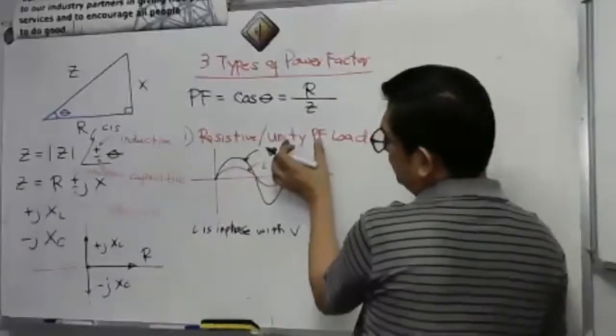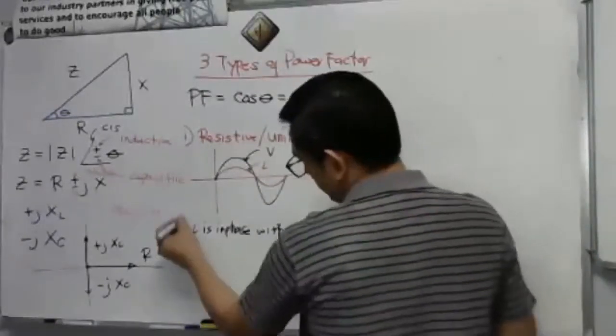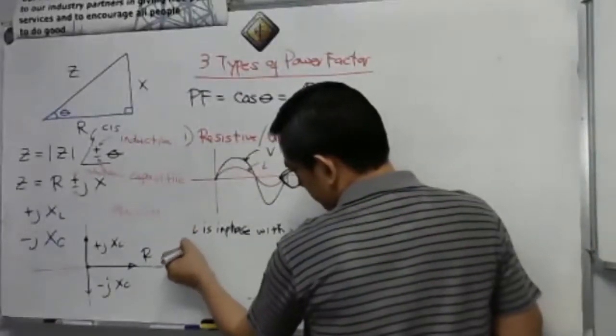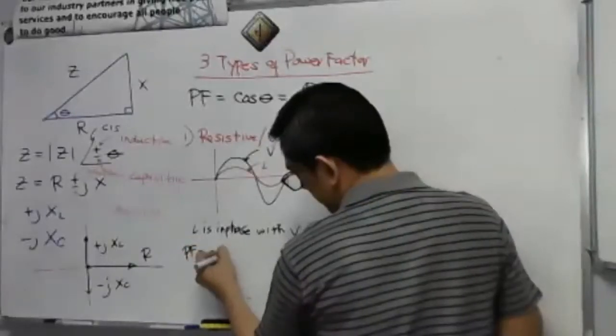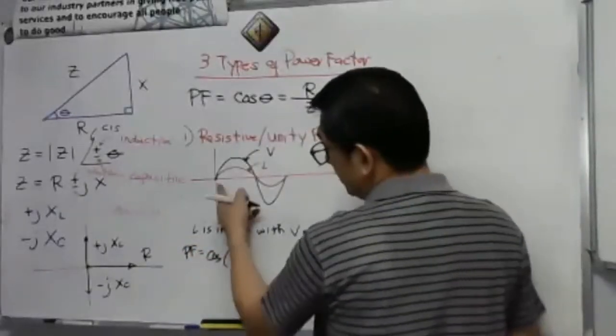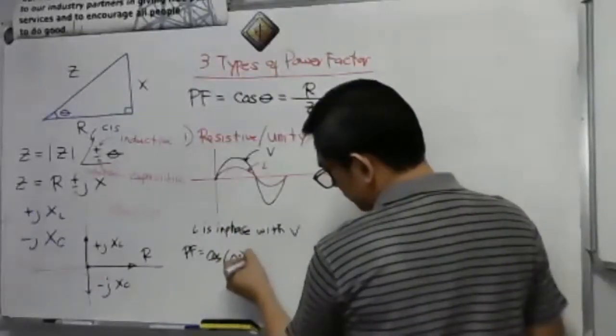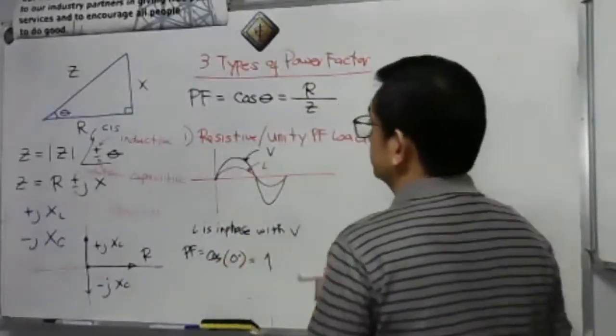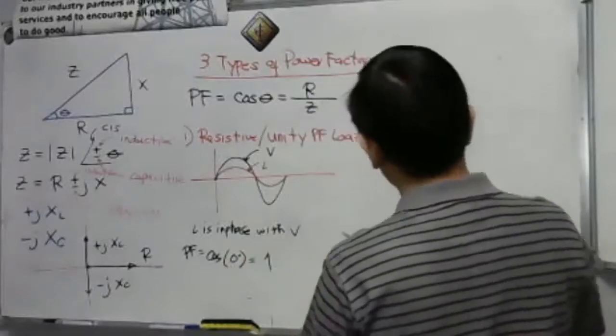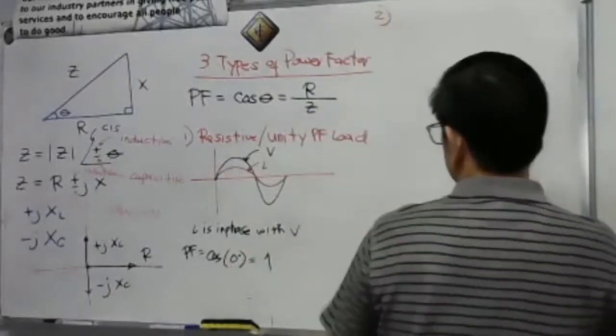Sir, why is it called unity power factor load? Because power factor is equal to cosine theta. What is cosine theta? There is no phase difference between them. 0 degree. What is cosine 0? Unity. Okay?